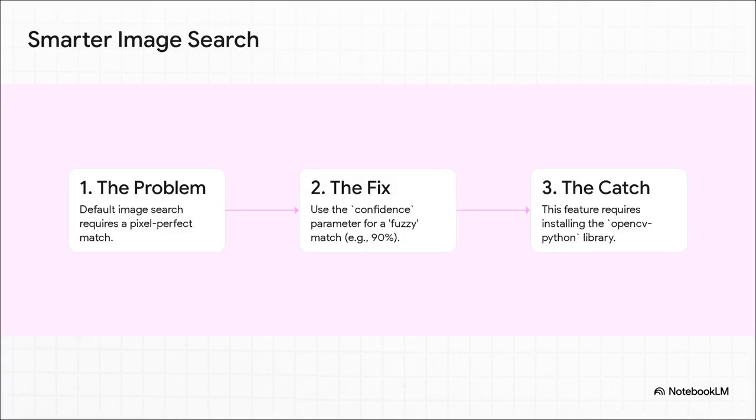Luckily, there's a fix for that. The image finding functions have a confidence parameter. So you can set it to a value like 0.9, and you're basically telling PyAutoGUI, hey, find me something that's at least a 90% match. This makes your scripts way more reliable. The only little catch is that this feature needs another library called OpenCV, so you'll have to install that separately.